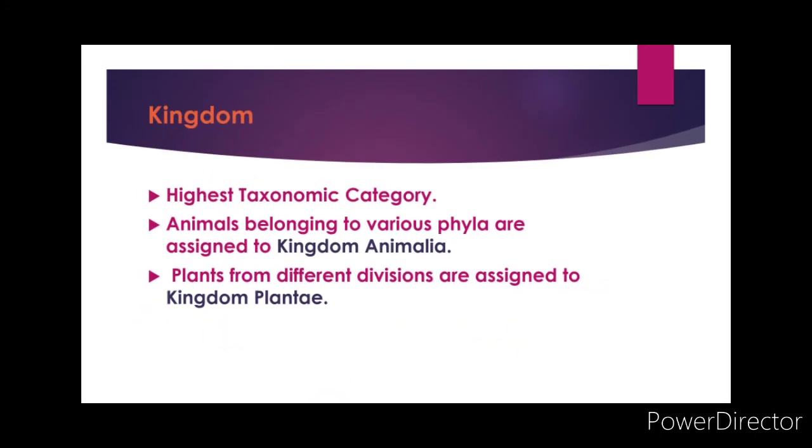Next come to kingdom, which is the highest taxonomic category. Animals belonging to various phyla are assigned to kingdom Animalia in the classification of animals, while the kingdom Plantae comprises all plants from different divisions. And once again, the kingdom is the highest taxonomic category which we have to study.